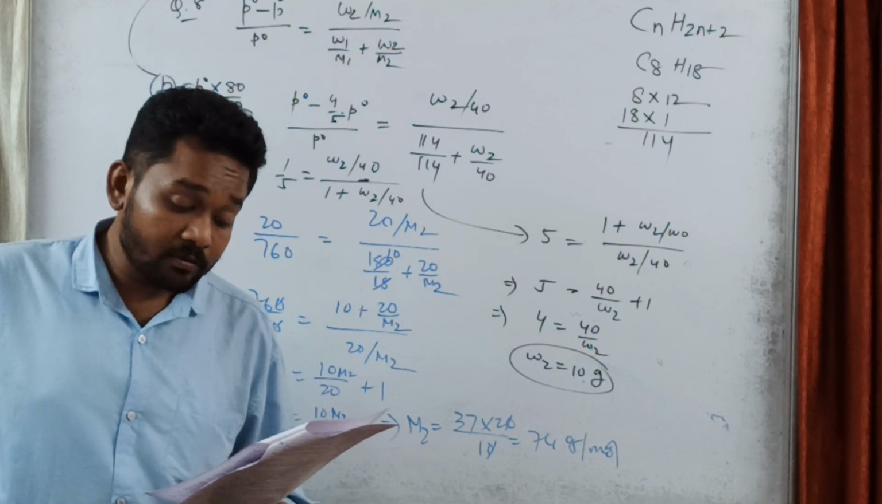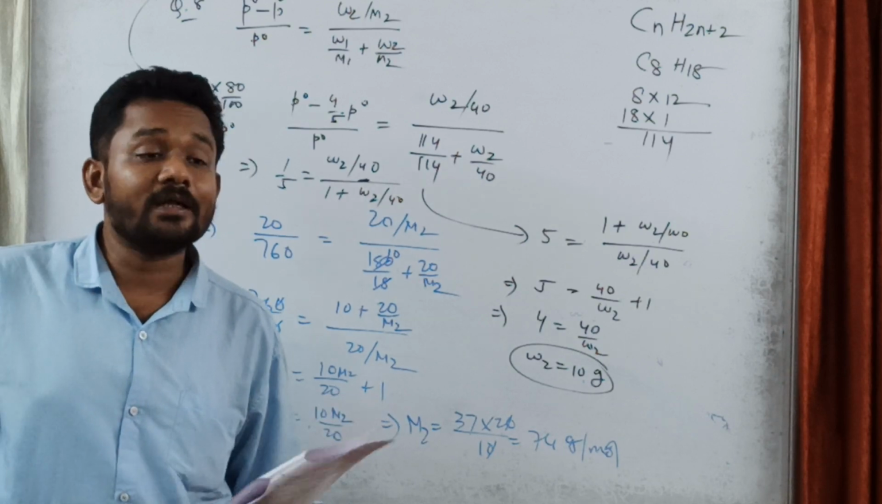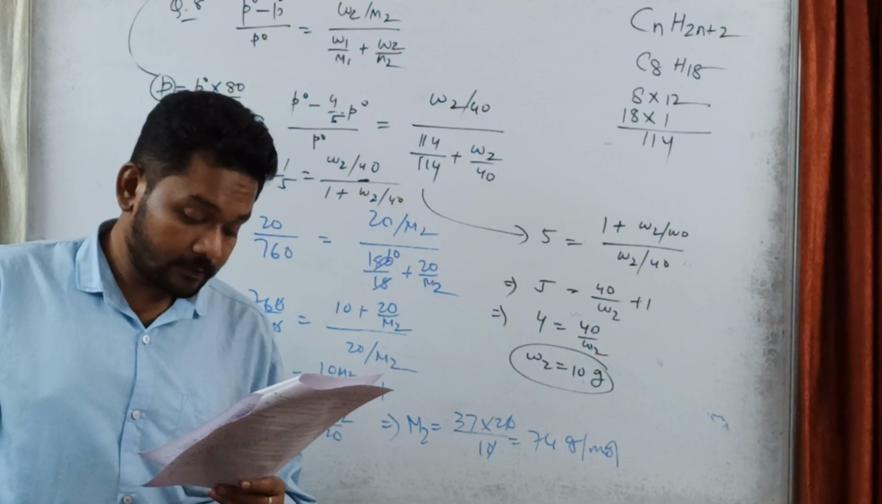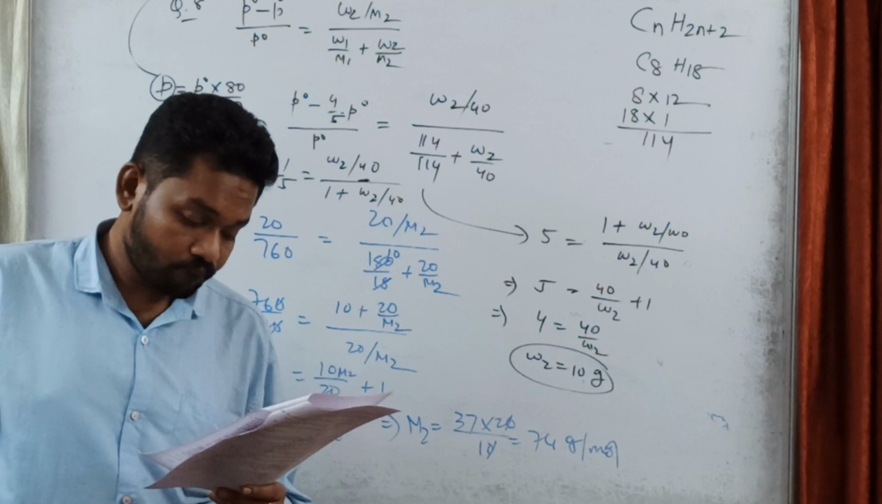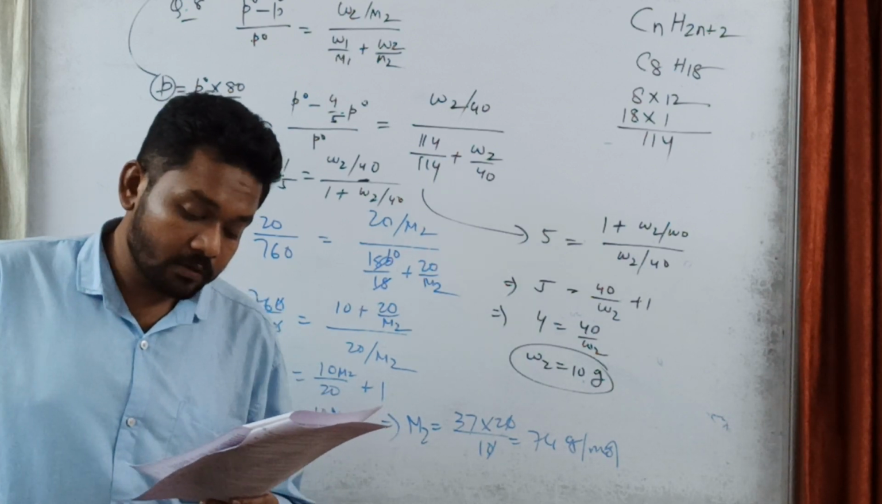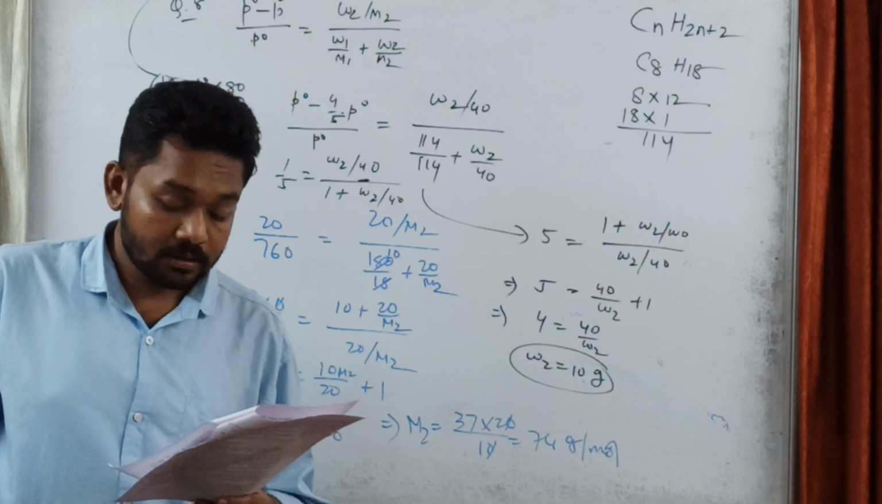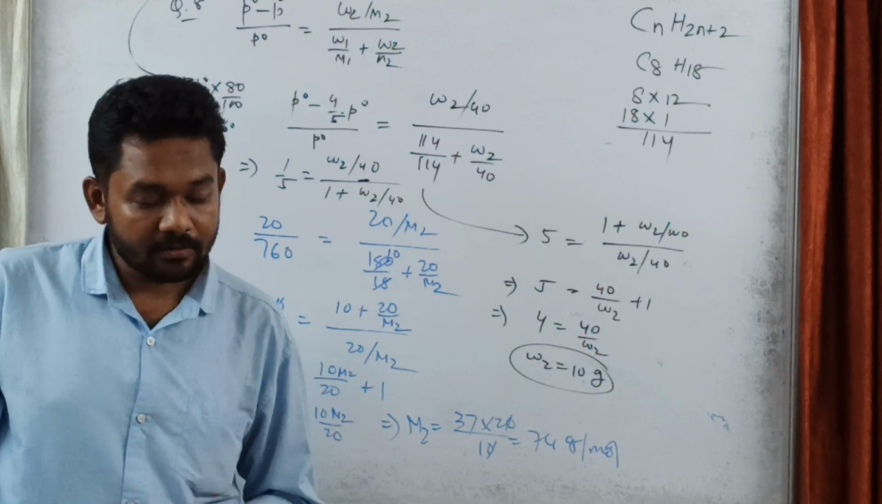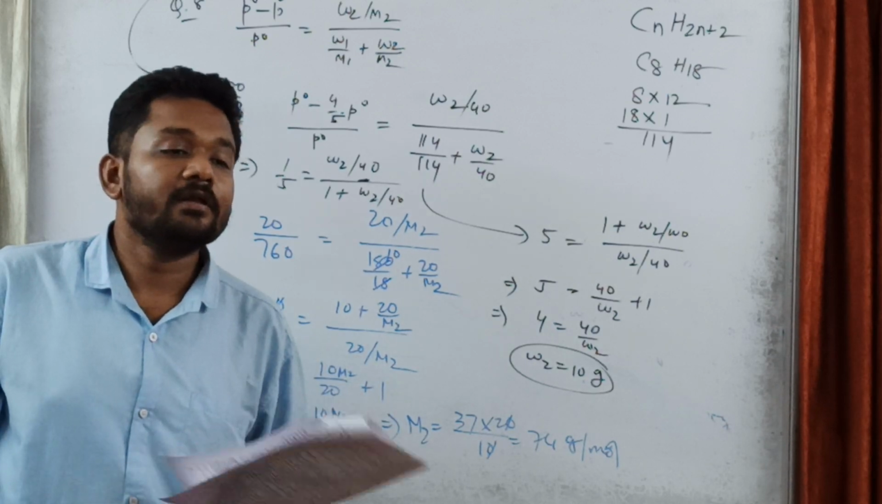Next, why is the vapor pressure of the solution of glucose in water lower than that of water? Very important. Glucose in water means again colligative property increases. Colligative property increases means there is a lowering of vapor pressure.